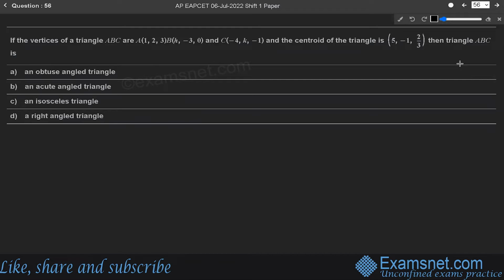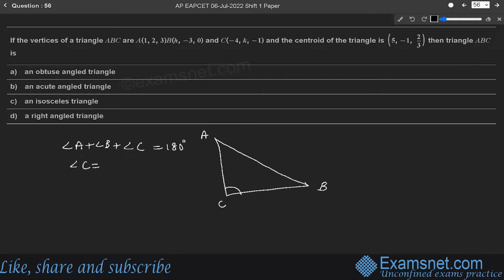So let us consider a triangle which is ABC. So let this be the triangle ABC. It is a little bit slant. And let this be the angle C. We know that in a triangle, angle A plus angle B plus angle C is equal to 180 degree. So angle C will be equal to 180 degree minus angle A minus angle B.